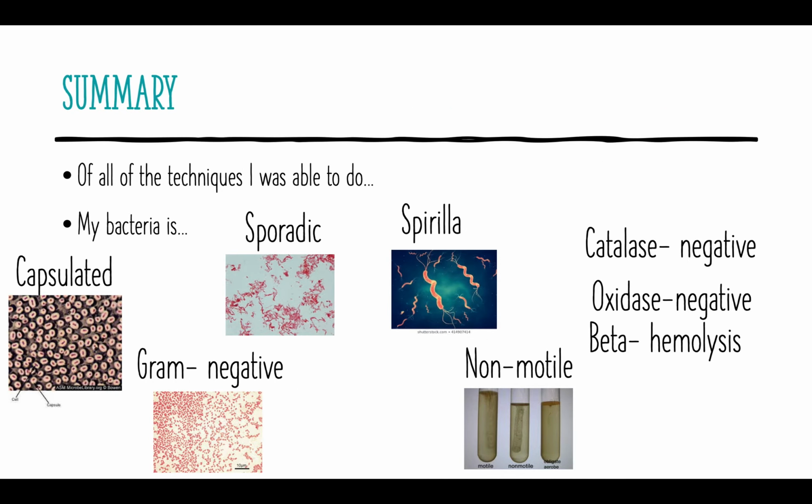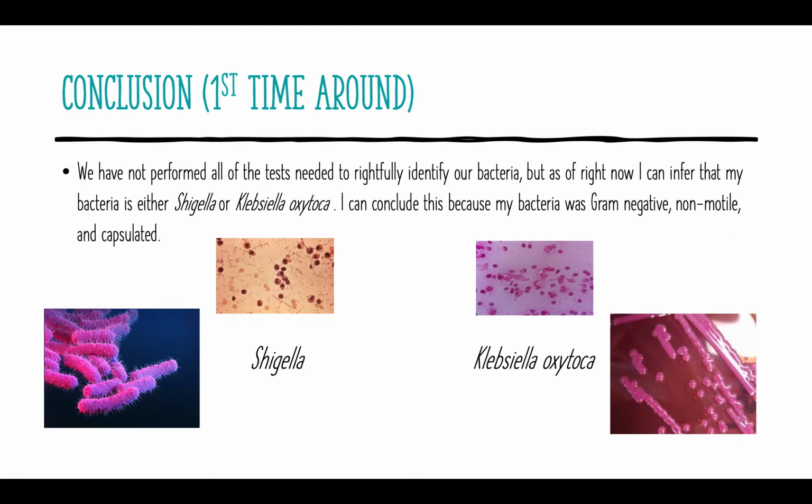So, a summary. All the techniques I was able to do, I for sure know that my bacteria is encapsulated, gram-negative, sporadic, spirilla, non-motile, catalase negative, oxidase negative, beta hemolysis. From this information, the first time around, I was completely wrong. I don't know what made me think that my bacteria was this, but I thought that my bacteria was Shigella or Klebsiella based on the information that I had at the time, but I was wrong.